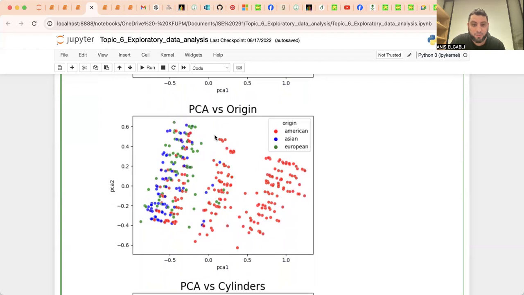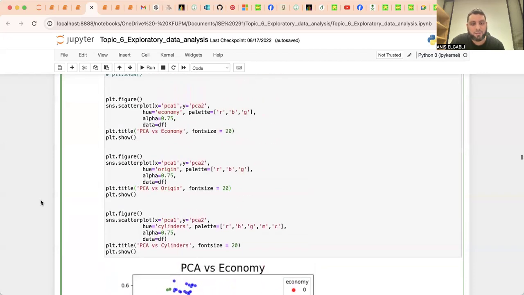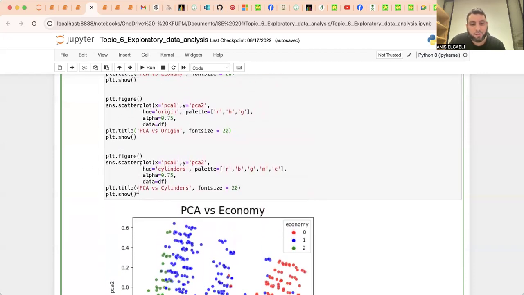But at least if you put a line here and say classify everything after this as belonging to the American origin, maybe for the American ones we can do a better job in terms of classifying them. There's confusion between the Asian and the European origins. These are the kinds of things that you can actually get from looking at the figures.